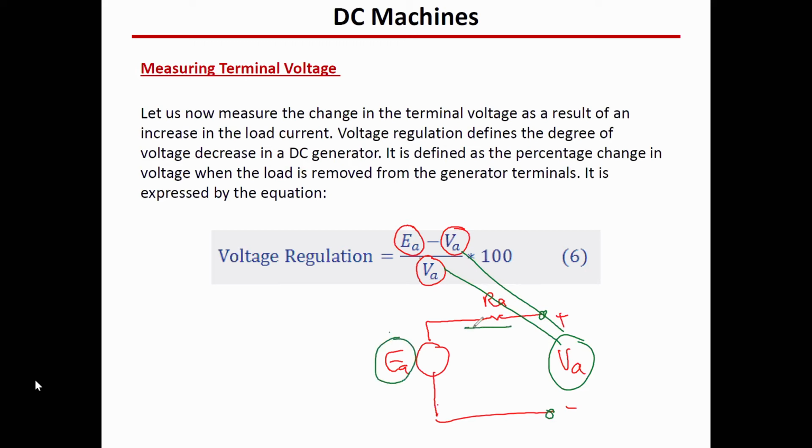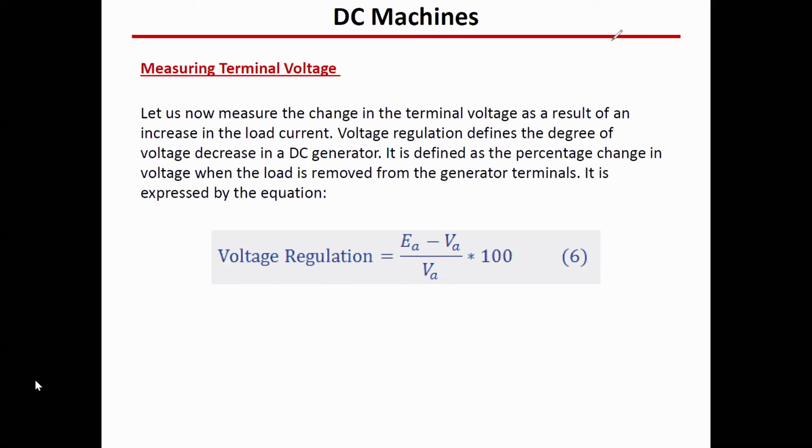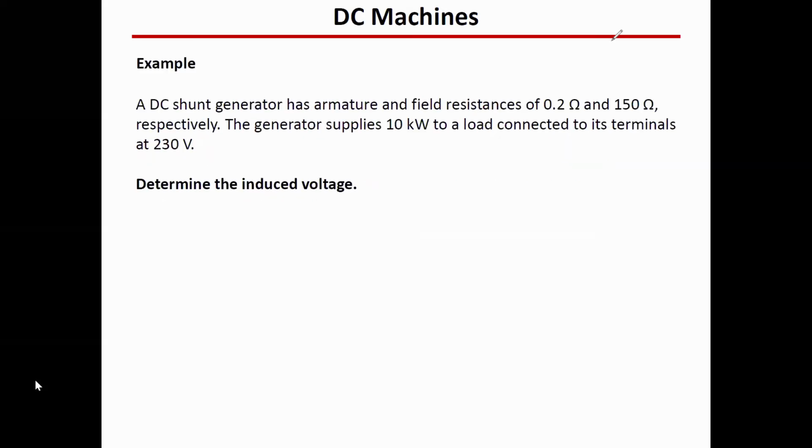Why? Because the current here will be equal to 0, right? So the same voltage here will be at the load. So that's why we are replacing voltage no load by EA in this equation. So yes, we can use voltage regulation to measure the performance of the output, the voltage. Also, we can calculate the energy efficiency, which is the power output divided by power input.